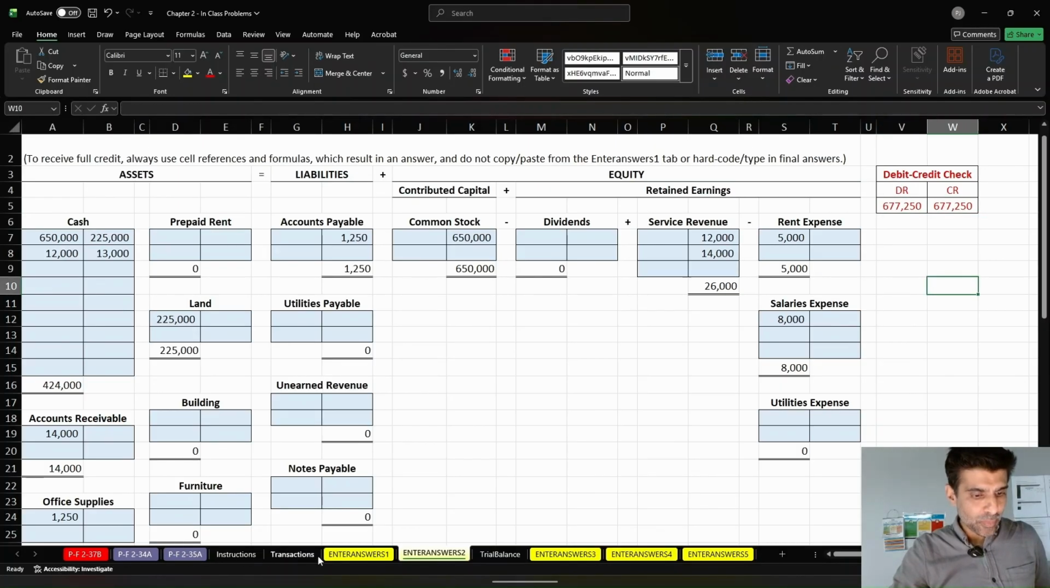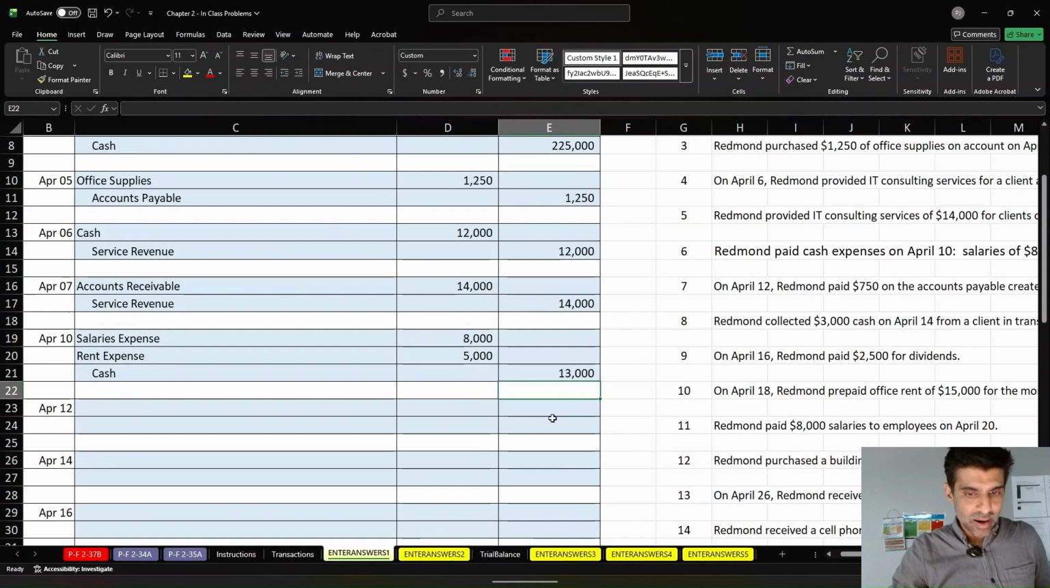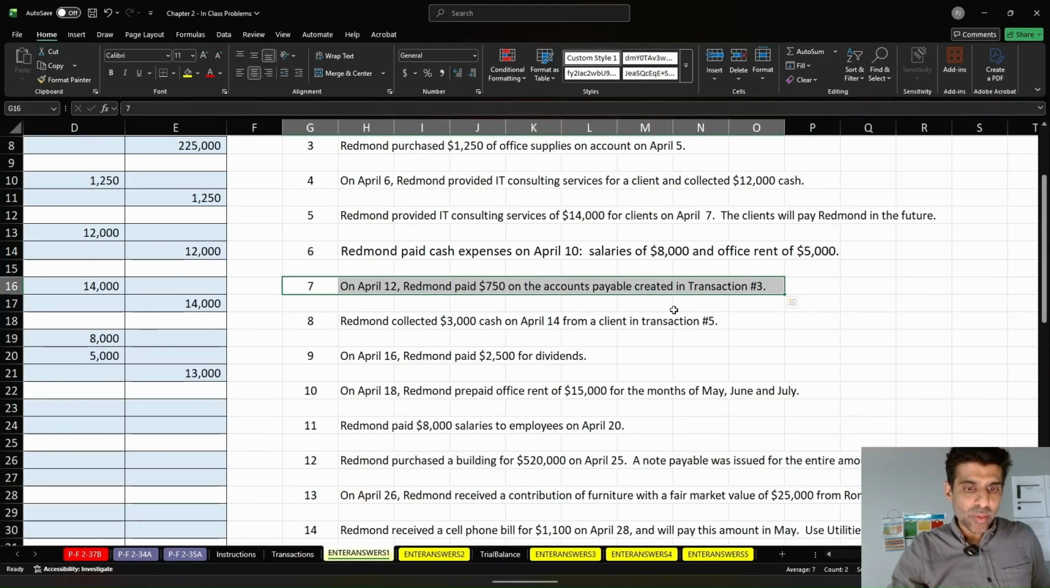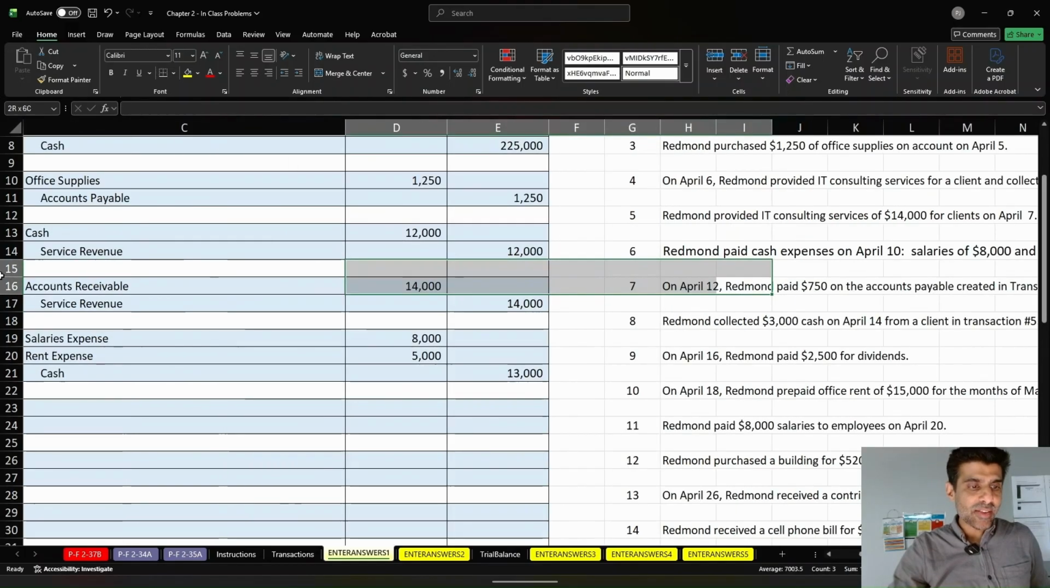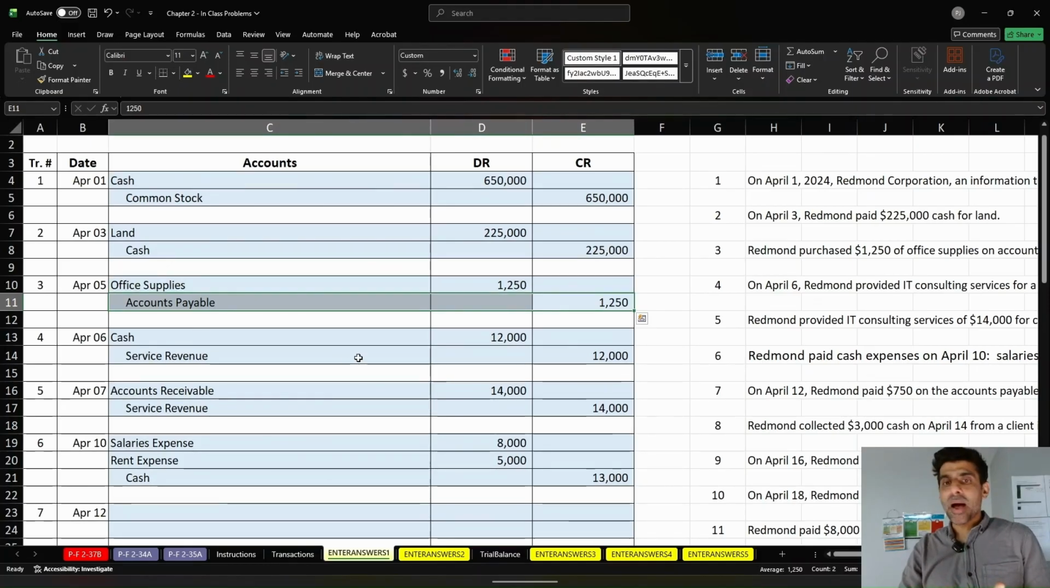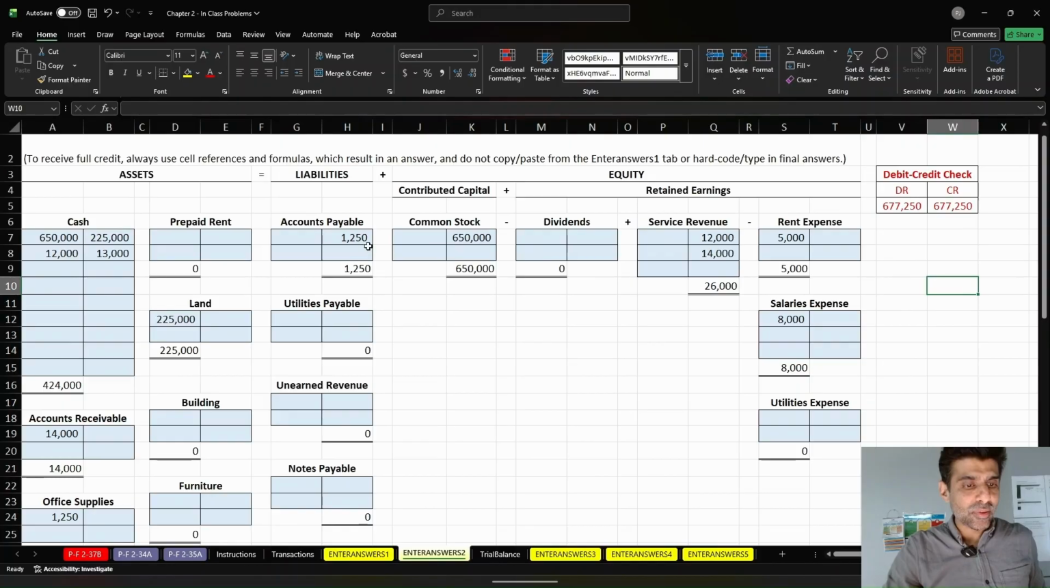Okay, so I think we're caught up with the posting for all of these. So let's see. This one, transaction 7. So we paid $750 on the accounts payable created. Okay, so in transaction 3, we have this accounts payable. This is the amount that we owe, okay? We're now going to pay off some of that. Okay, so I'm actually going to do it a little backwards just to illustrate my point. So this 1,250, what should it be after I make a $750 payment? What should the balance be? How much would I owe?